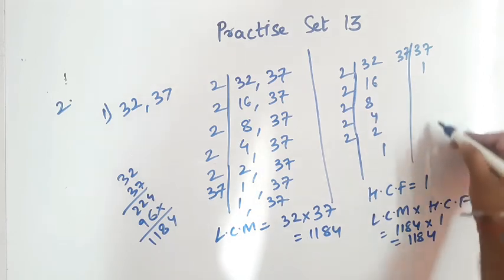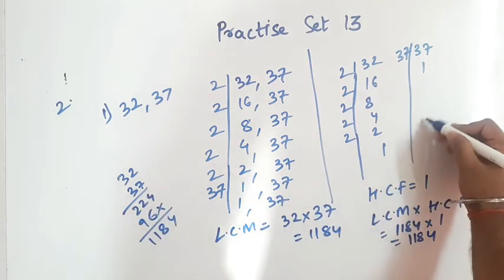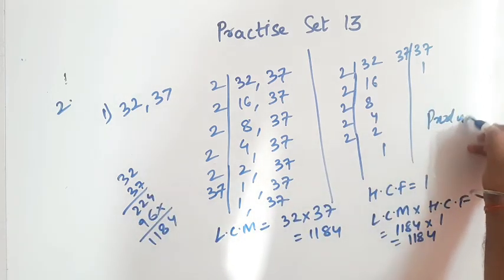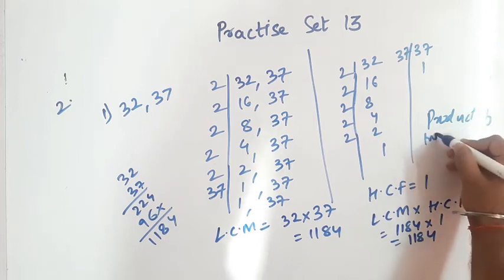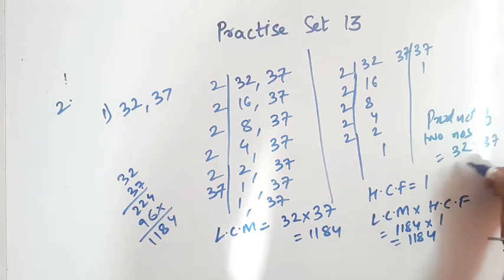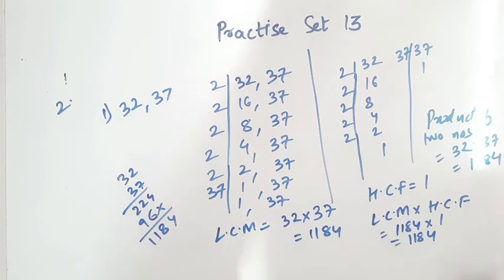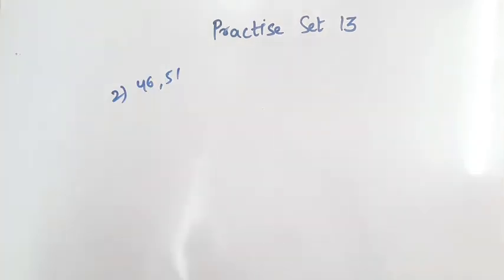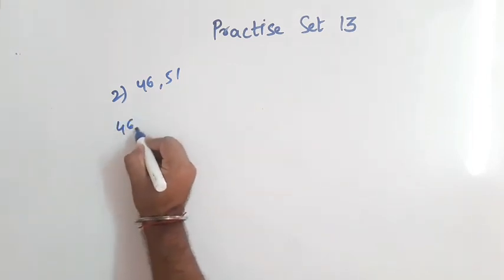And the product of the two numbers, 32 into 37, is also 1184. Okay, so we have proved this. Then the second pair of numbers is 46 and 51.